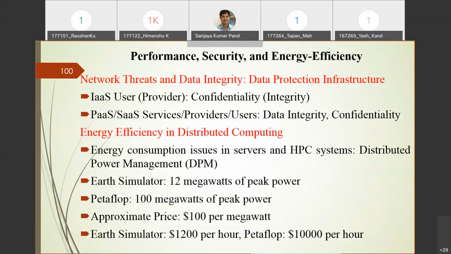The last part of today's discussion is energy efficiency. Earlier, people were focusing on one term, that is how we are going to utilize the system. How we are going to utilize our system is called utilization. People were focusing on resource utilization. Whatever resources are available in cloud or grid or in the distributed system, the resource utilization should be as maximum as possible.